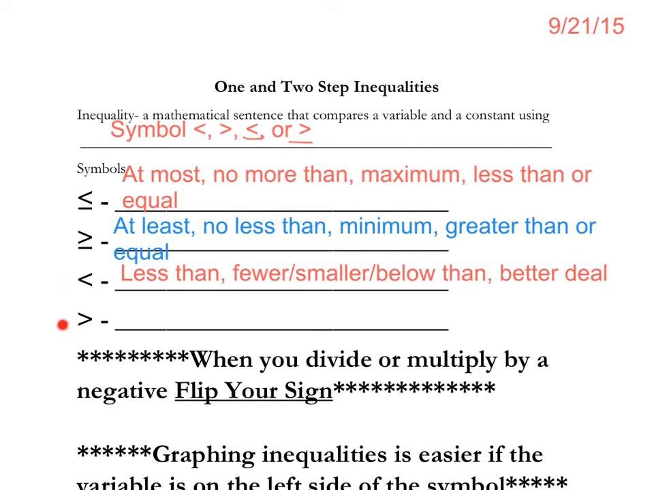Okay, now this symbol right here, that's our greater than symbol, which means more than, above, over, increased, or higher than. So those are just some words you might see in a word problem to know that if you're writing the inequality, you want to use the greater than symbol. Okay, so I'm going to give you just a moment to go ahead and finish filling those in. Okay, so take a moment and write those all in.